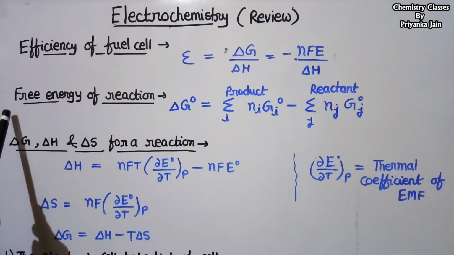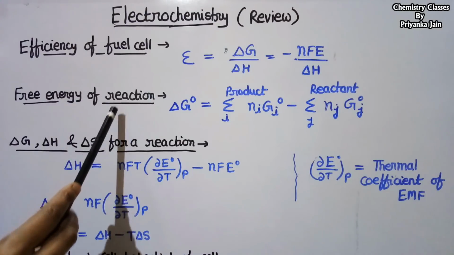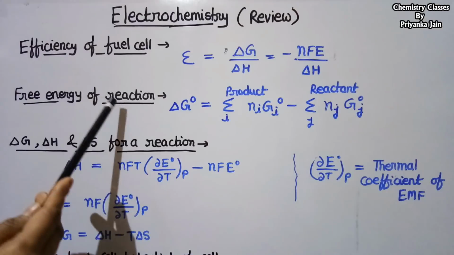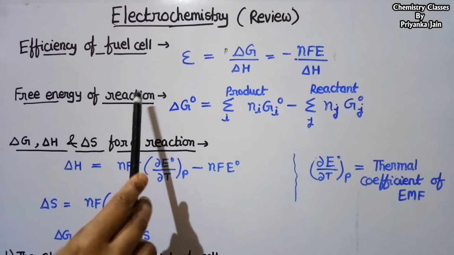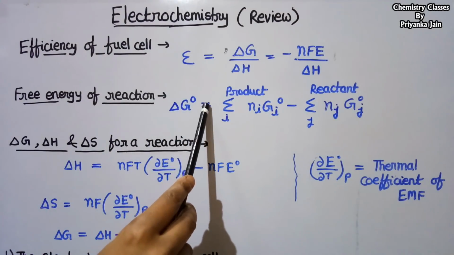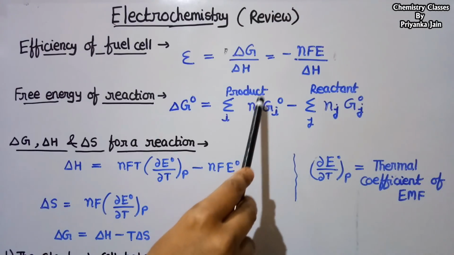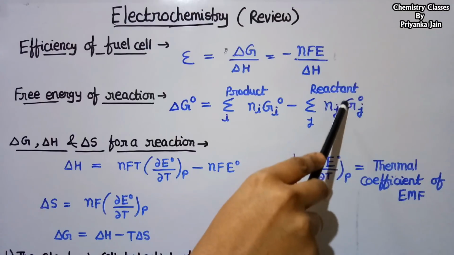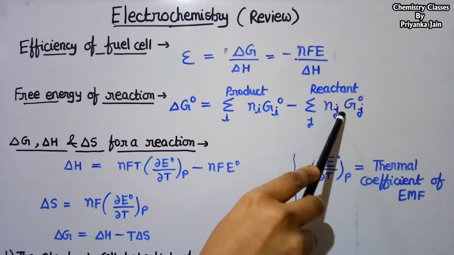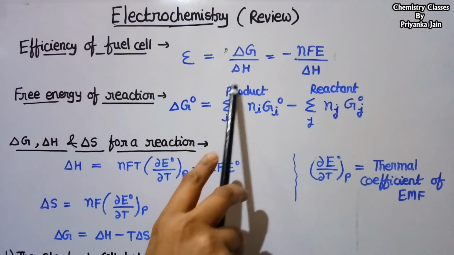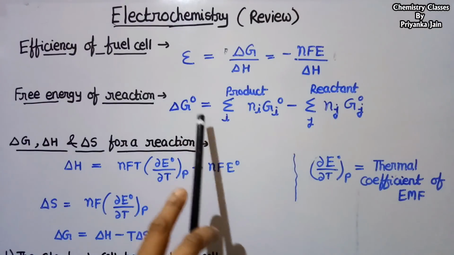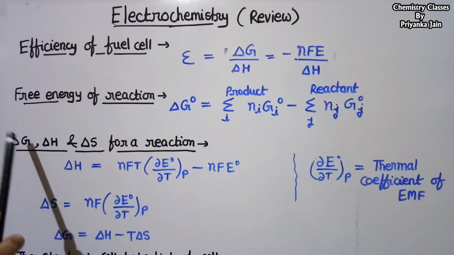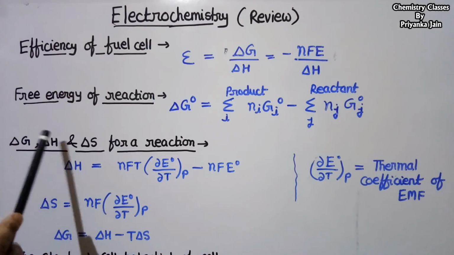Further, another formula is about the free energy of the reaction. In the exam, it may be asked to calculate the free energy of the reaction. This is calculated by del G naught equal to the summation of the free energies of all the products minus the summation of the free energies of all the reactants. So if we know the free energies of products and reactants, then by this formula we can calculate the free energy of the reaction.